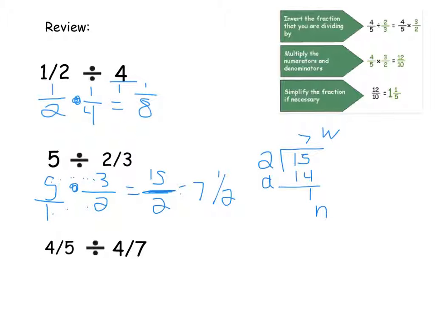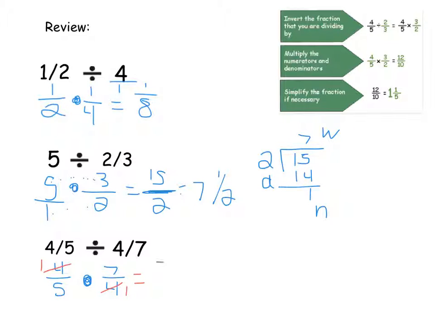And the last problem for the review, 4/5. So first number, keep, change, flip. So now my numerator became my denominator and my denominator became my numerator. Now, as I said in the past, I like working with small numbers, so I like to simplify first. I see this numerator is 4. 4 goes into 4 once. 4 goes into 4 once. Now I can just multiply across.